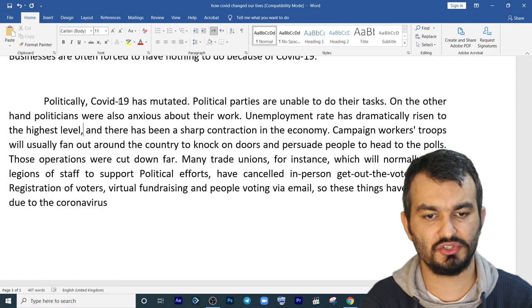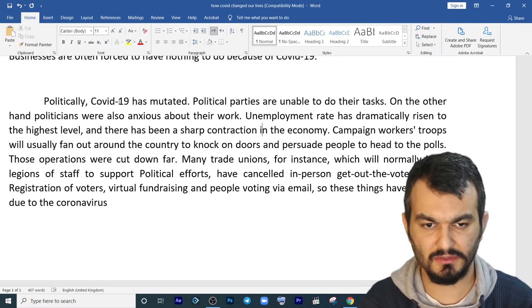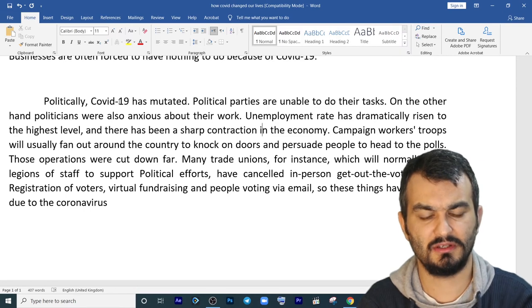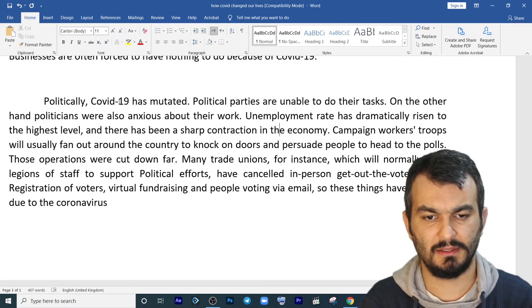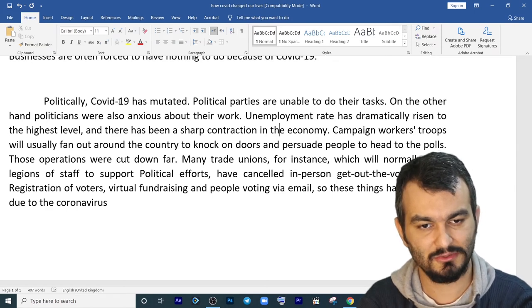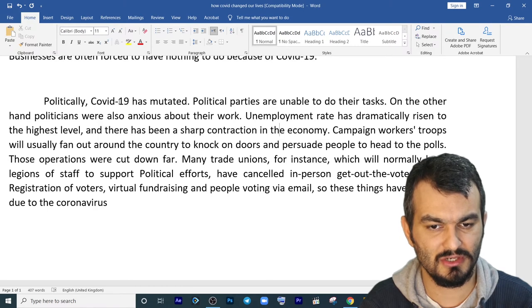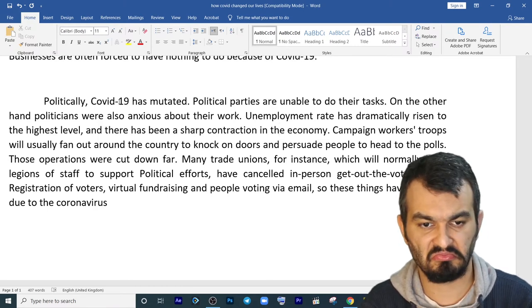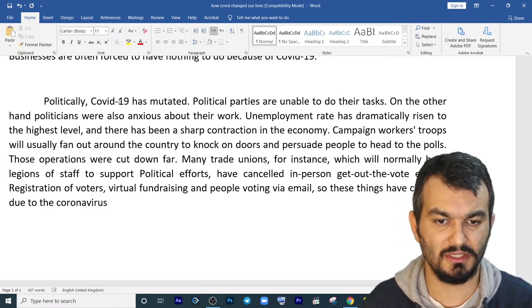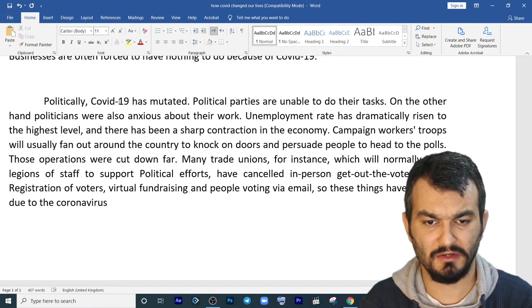And there has been a sharp contraction in the economy. Okay, sharp contraction in the economy. All right. You have to be specific, you know. Right now it is not clear, but grammatically it is good. What kind of contraction? You mean deficit? Sharp deficit in the economy, you can say.